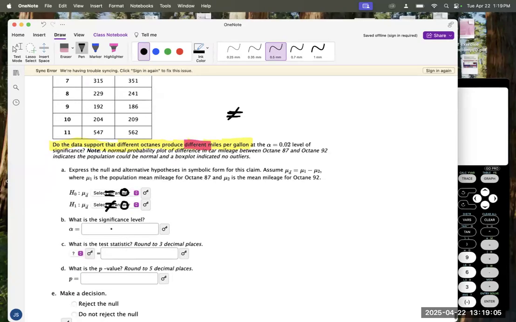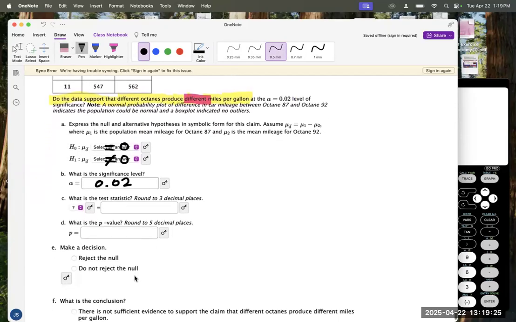They say, what is the significance level? We see it right here, alpha equals 0.02, right? Oh, in the line above. Then what is the test statistic? So now we have to run the test and actually find this test statistic.